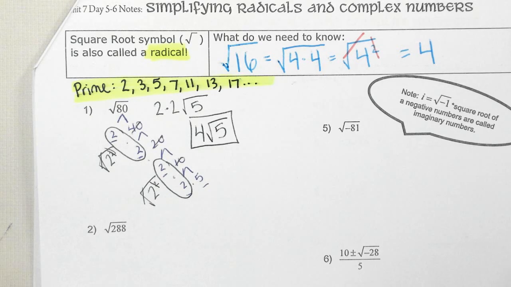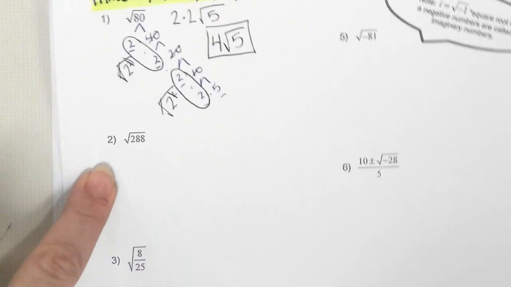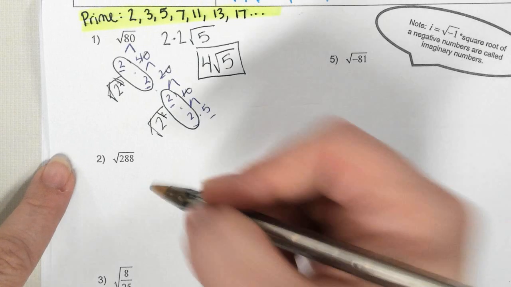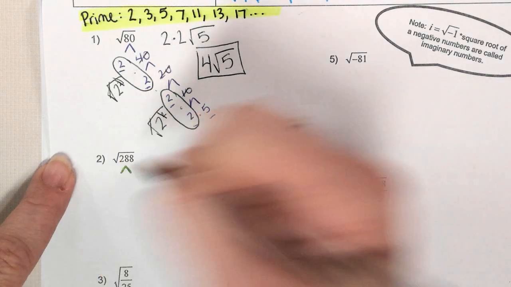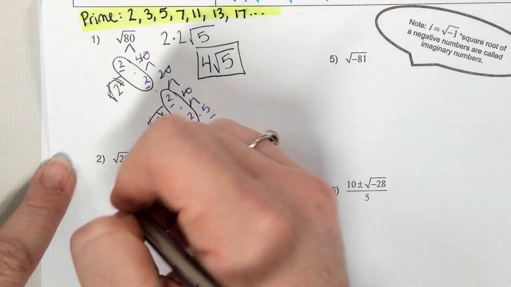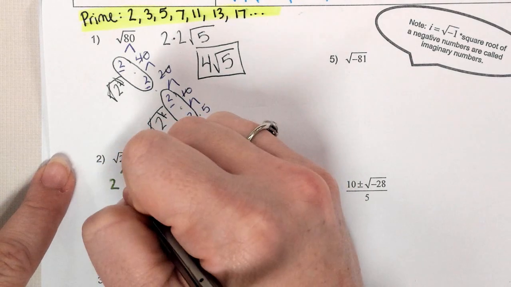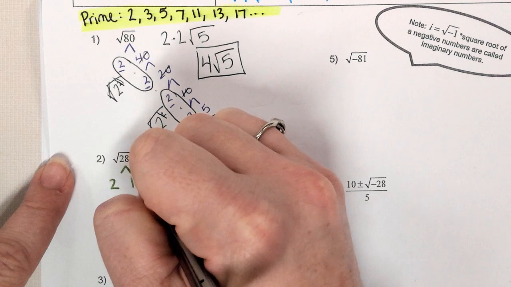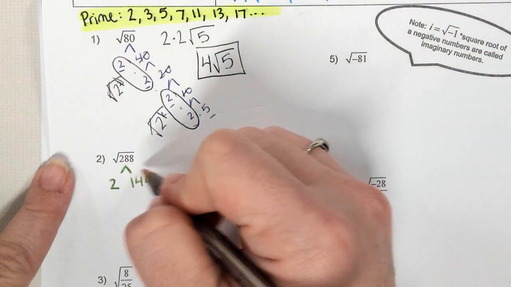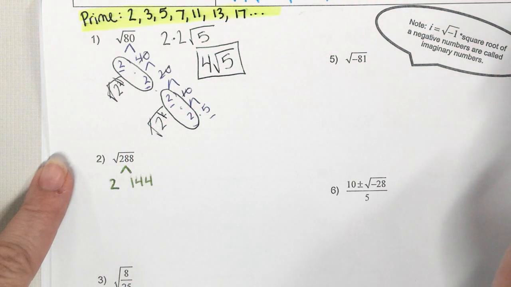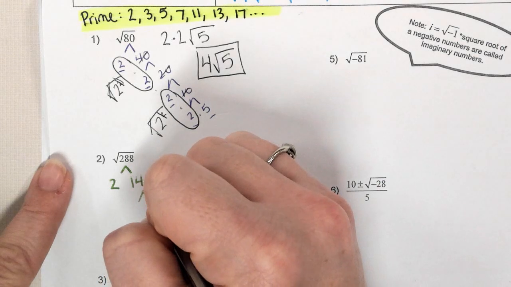Let's look at number 2. So again, I always start with my smallest prime number. It's even. Does 2 go into 288? Probably. Yes, it's an even number. How many times? 144. If you don't know, could you just divide? Oh, yeah. Now, is 144 a perfect square? Yes.